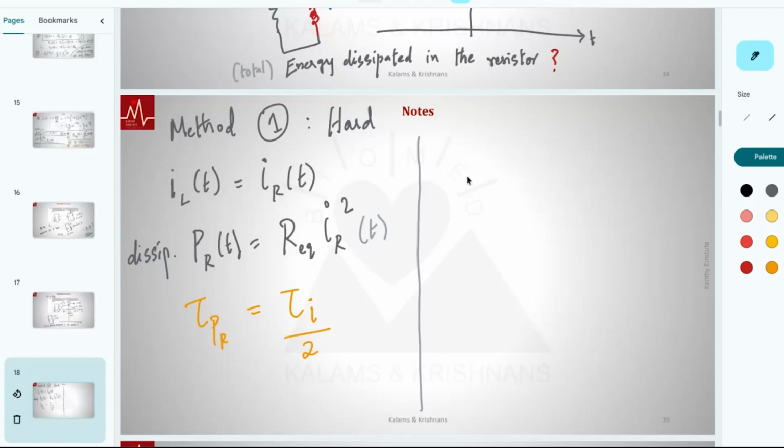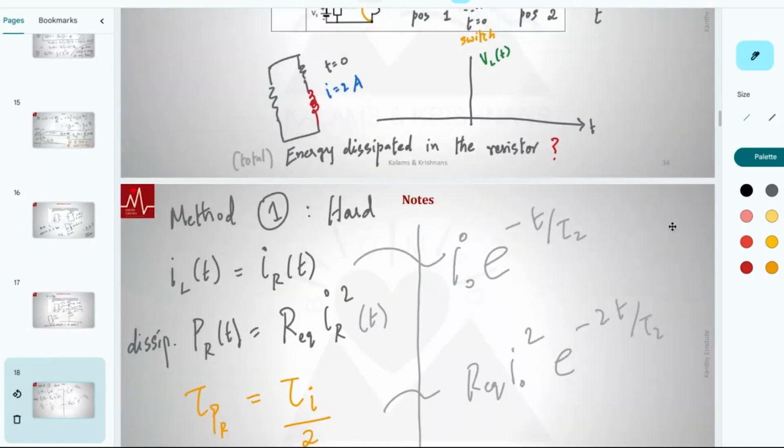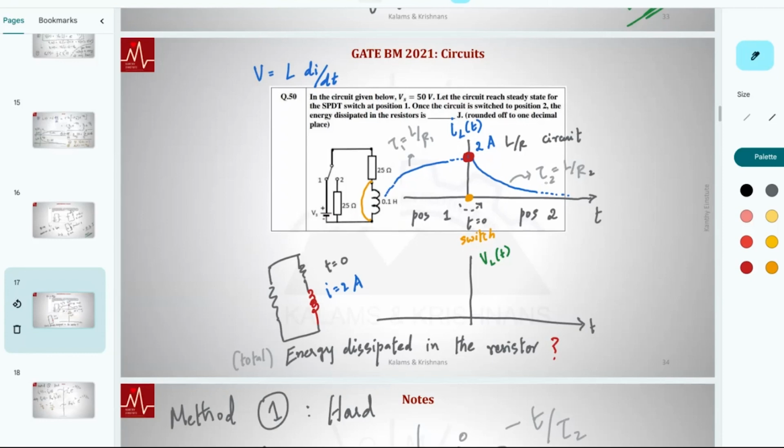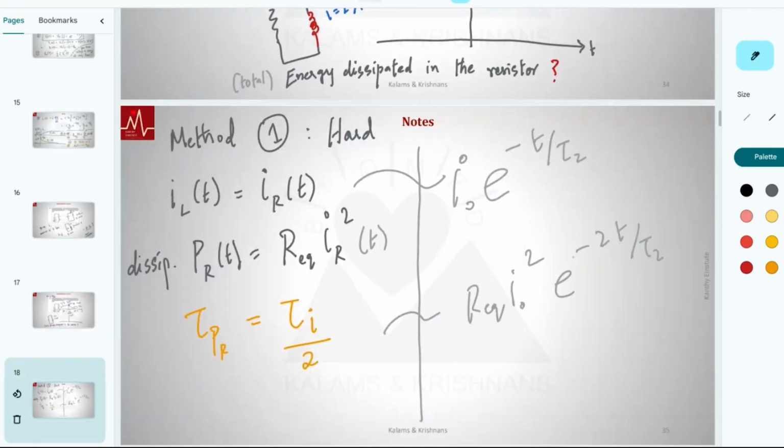Okay, this is essentially I naught, the initial current, times e to the power minus t by tau 2. And this technically becomes R equivalent times I naught squared e to the power minus 2t by tau. Tau 2 is because at position 2 we have a different time constant, right? And then this 2 is because we are squaring the current. So this essentially is power as a function of time.